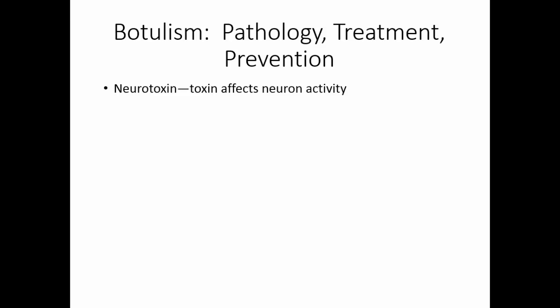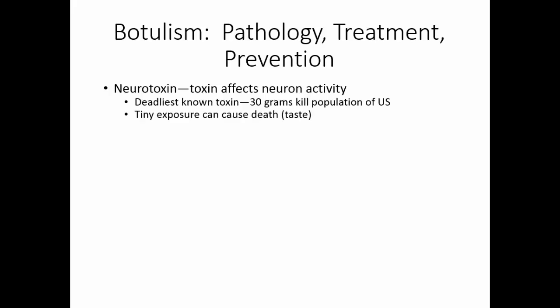The botulism toxin is a neurotoxin. This is a toxin that affects neuron activity. It's the deadliest known toxin in the world. It's said that 30 grams of pure botulism toxin could kill the entire population of the United States. Even the smallest exposure can cause death. Simply a taste of the food or licking the spoon may kill you.